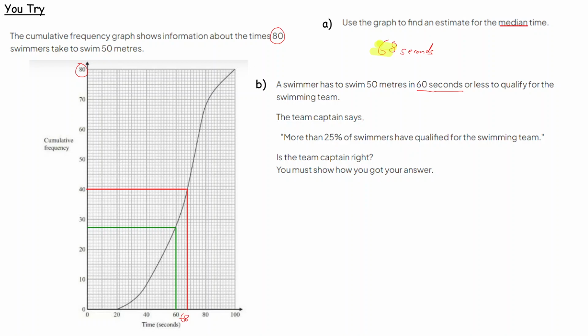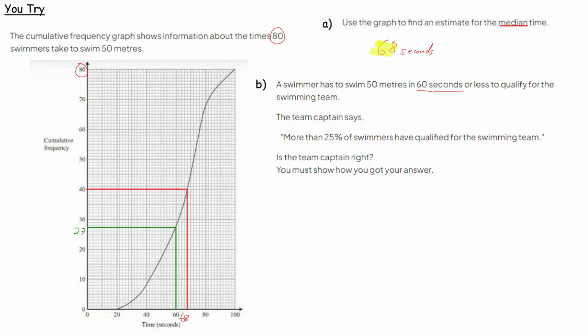Someone has to swim 50 meters in 60 seconds or less to qualify for that swimming team. So you've got to go quicker than 60 seconds. So we're looking at everything down here, all of these people. We just have to find what person that is there. And these are increments of 1, I believe. So if that's 30, 29, 28, I think it's the 27th person. It's hard to see on the screen, but I think it is the 27th person.